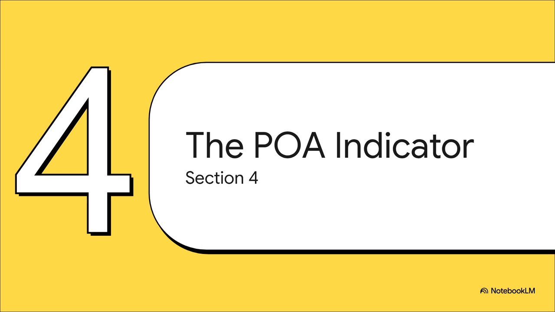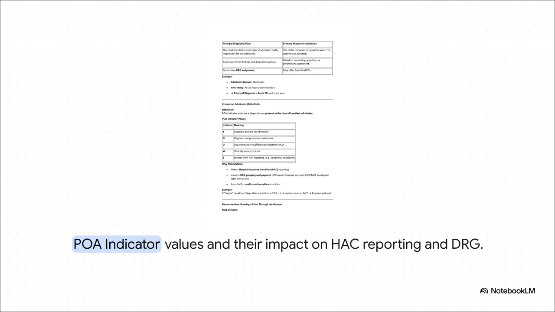Moving on to Section 4, the crucial POA indicator. POA stands for present on admission, and this is a big deal. Every single diagnosis code submitted must have a POA indicator attached to it. The rules are incredibly strict here. A Y indicates the condition was present at the exact time of inpatient admission, while an N means, you guessed it, it was not present. There are also a few specific flags: a U for insufficient documentation, a W for clinically undetermined, and exempt conditions marked with a 1.